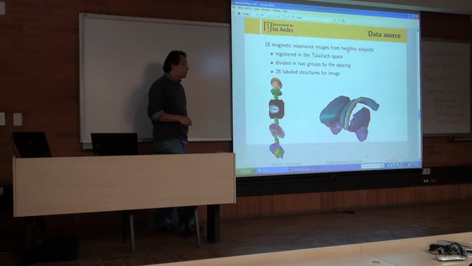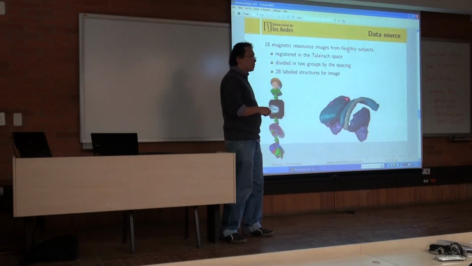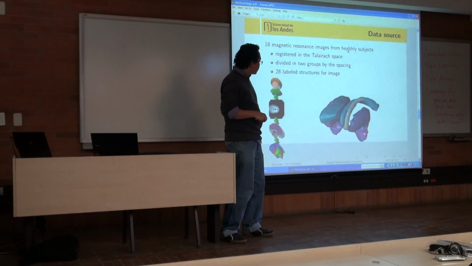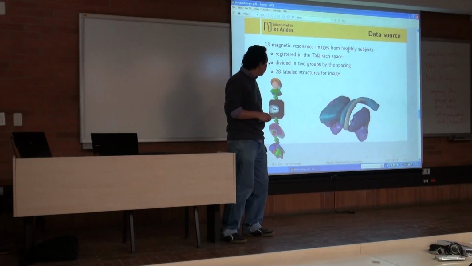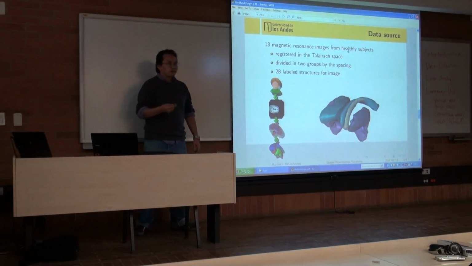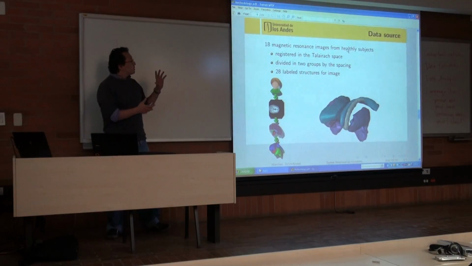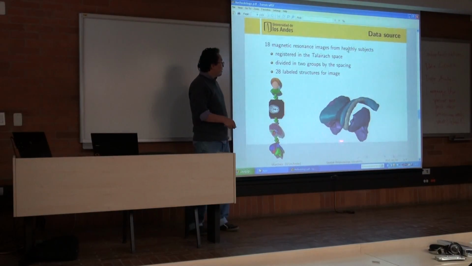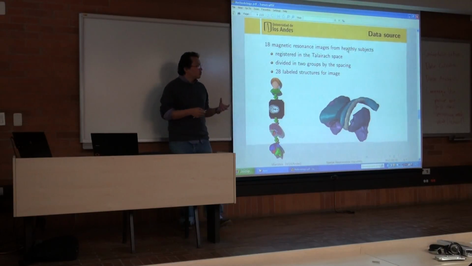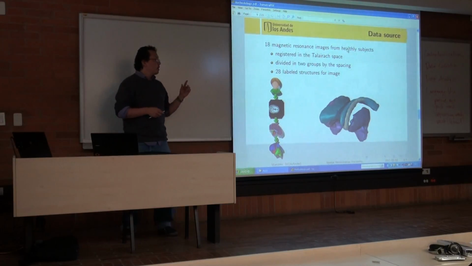And after that, we select the structures that are important for our study. For example, here we can see the left lateral ventricle, the left caudate nucleus, the left putamen, this one here is the left amygdala, and there are others. We have a set of 28 structures for each image, but for the construction of the spatial relationships, we only take pairs of them.